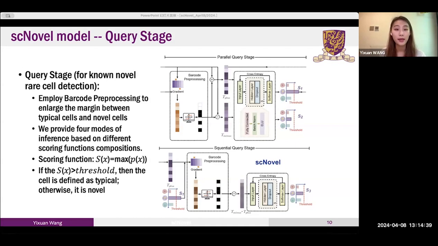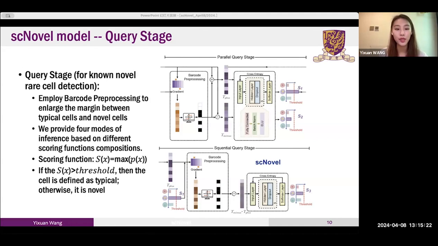Hence, applying this module, the score of the typical cell types will change more, increasing more or decreasing more, while the score of the novel cell types does not change too much. Therefore, the margin between the typical cells and the novel cells can be enlarged. And based on different combination ways of the barcode preprocessing and the core classification module, we can divide our query stage into the parallel query stage and the sequential query stage.